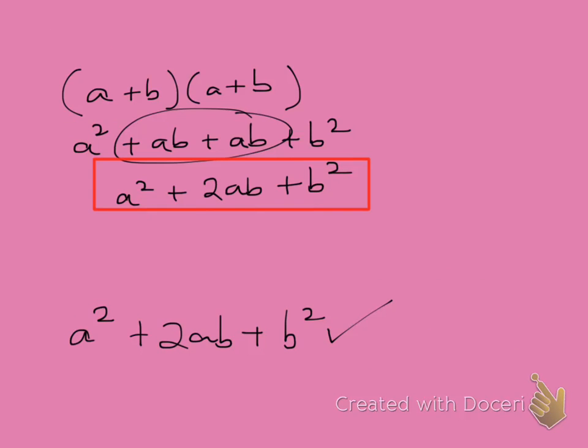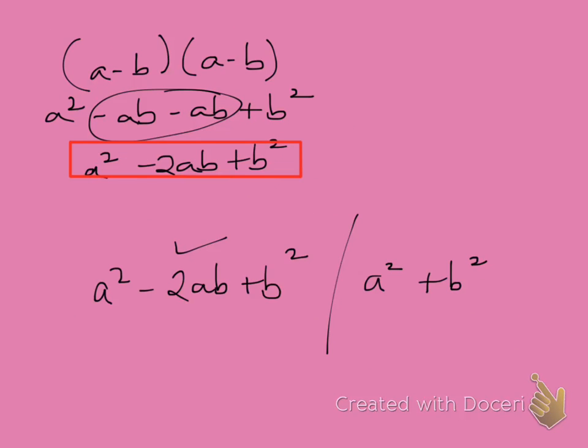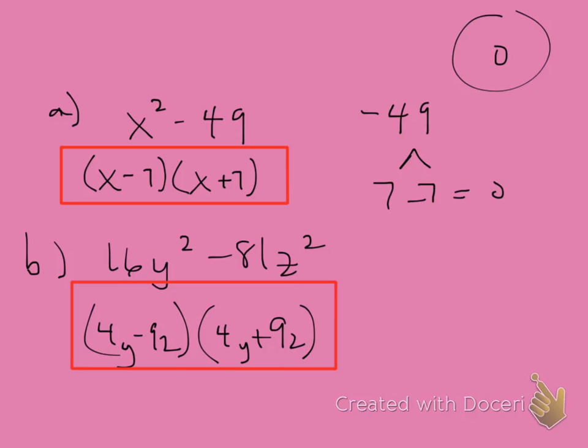Okay, I want to go ahead and review this right here. We had the x squared minus 49. When we did that, we essentially took the square root of this. The square root of x squared is x, and we stuck it in each parentheses. Then we took the square root of 49, which is 7, and stuck them in each parentheses. And then what we realized was that because it was a difference of squares, we had to have one negative, one positive.